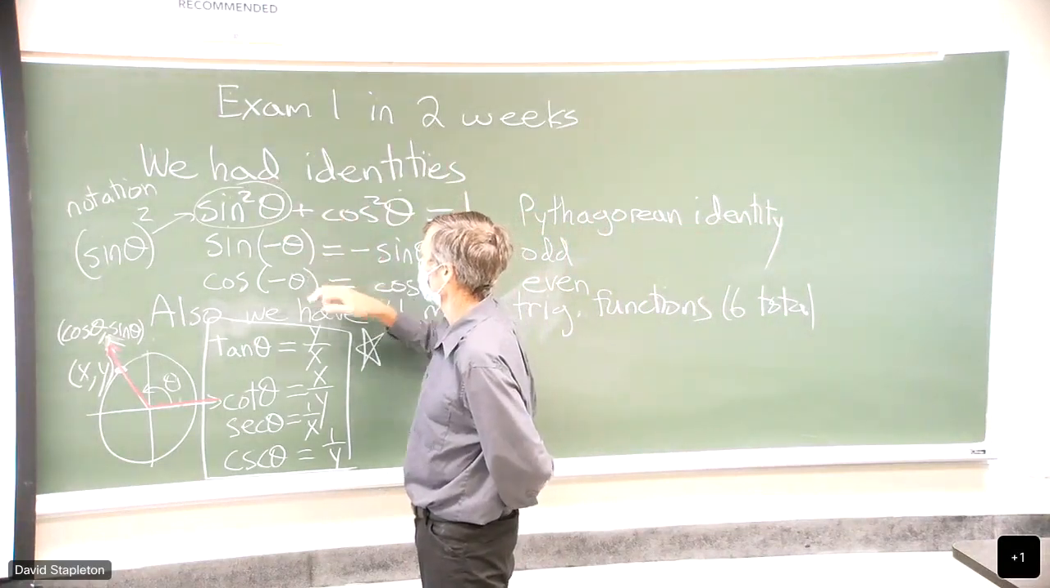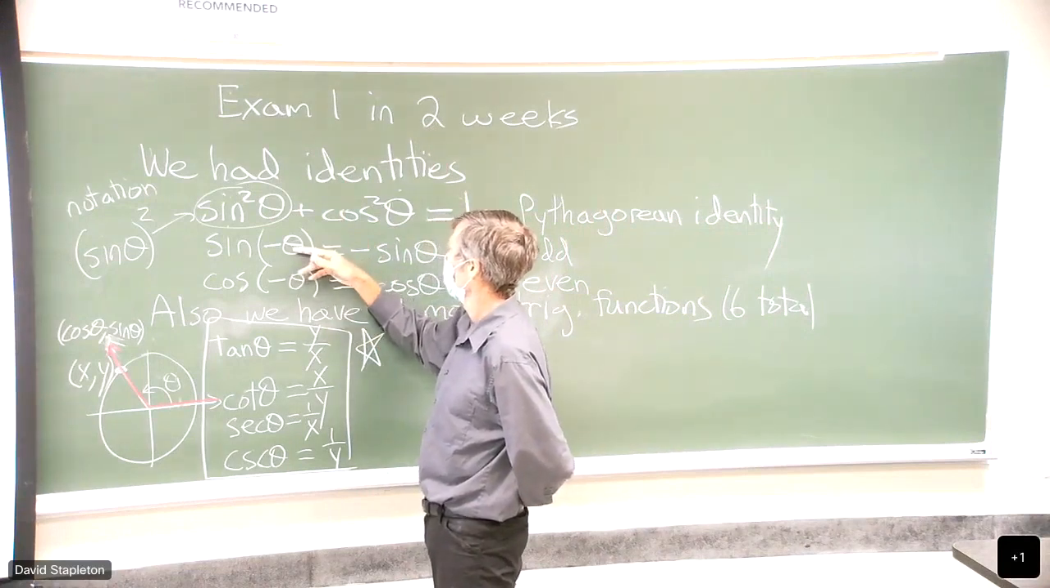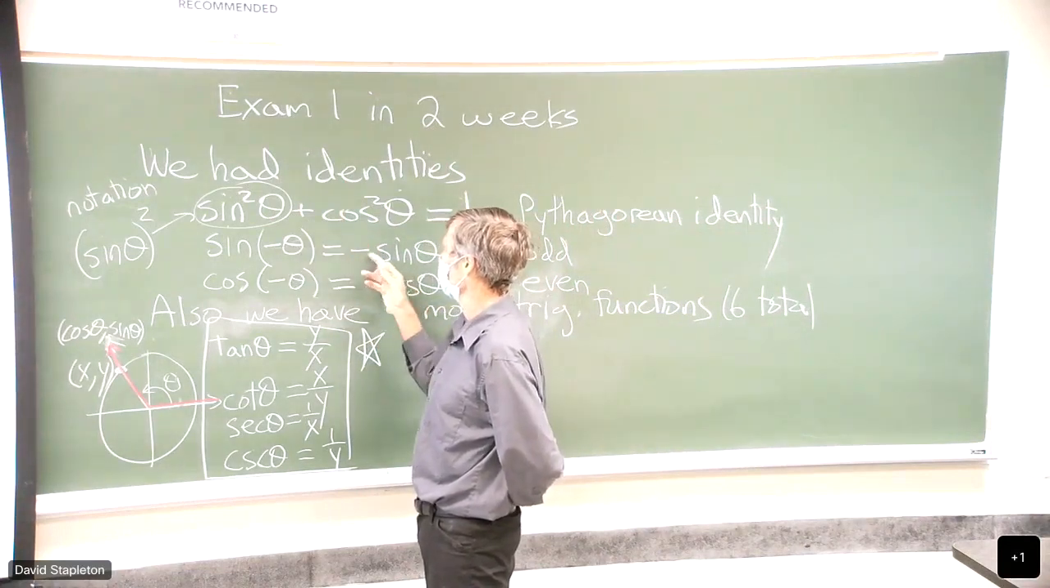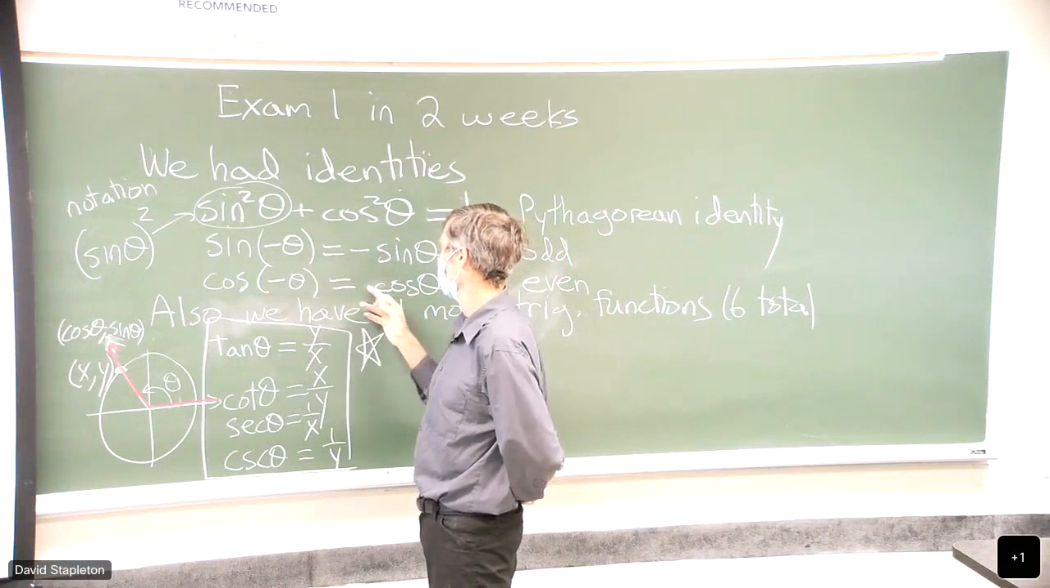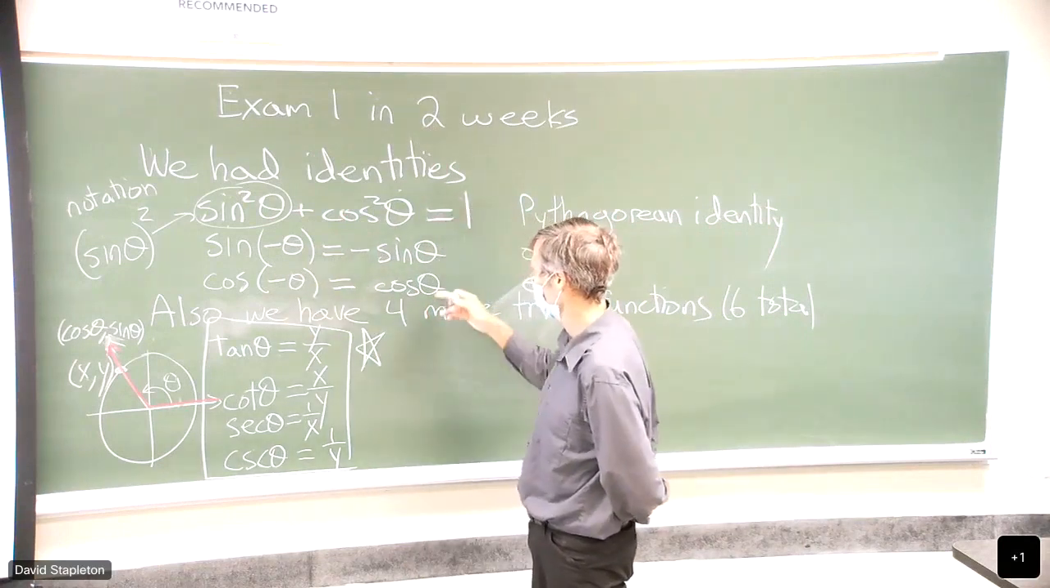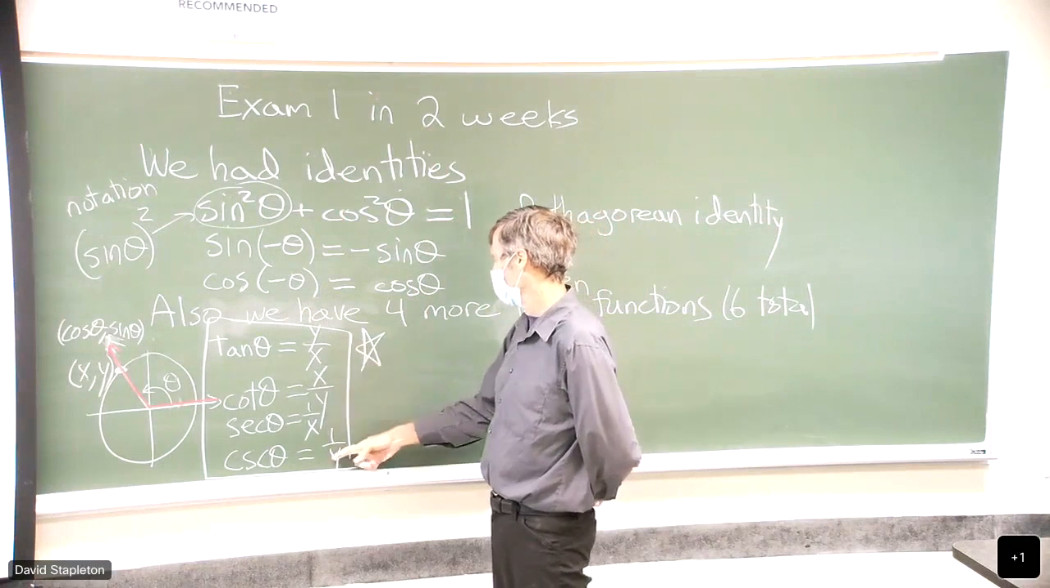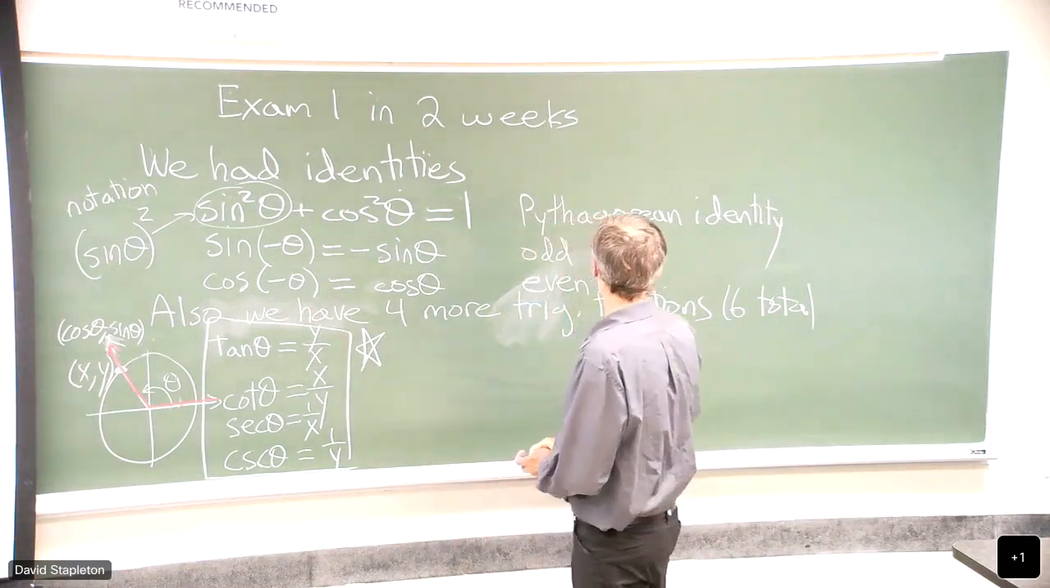We had these identities before. Sine of minus an angle, the minus goes out. Cosine of minus an angle, the minus goes away, and you get the same as cosine of plus the angle. We proved that in the unit circle. Then we'll define these four additional trig functions.